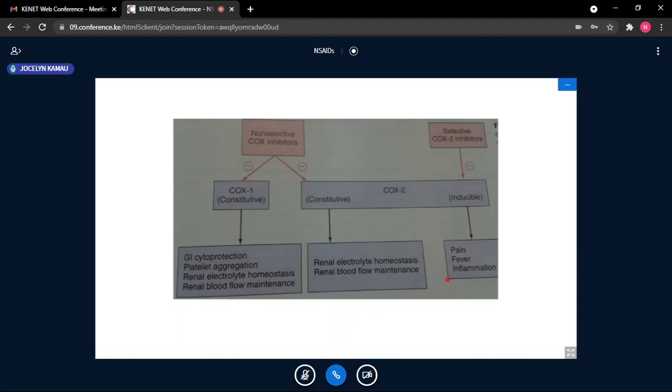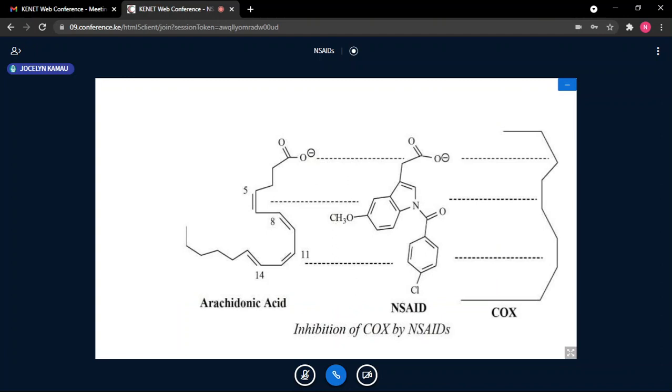When you have an injury, that is the COX enzyme that is produced, and it brings about production of prostaglandins that are responsible for pain, fever, and inflammation. Now here, back, we have this diagrammatically, our arachidonic acid. You can see our arachidonic acid has a carboxylic acid, a carboxyl group.